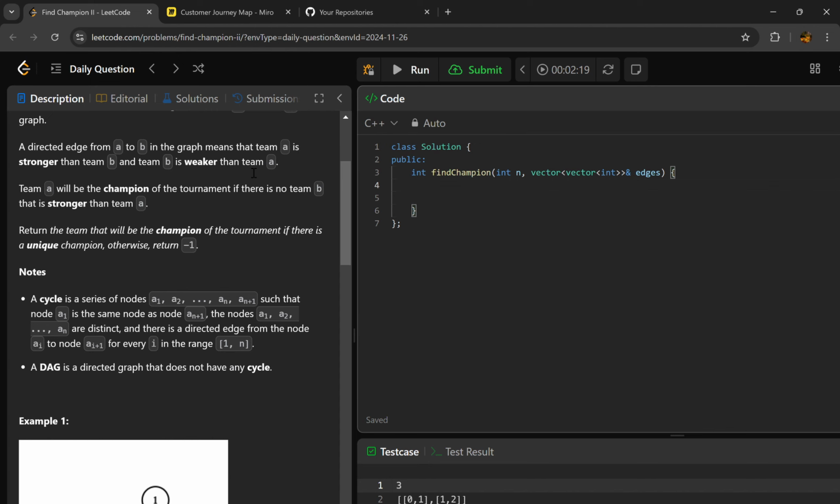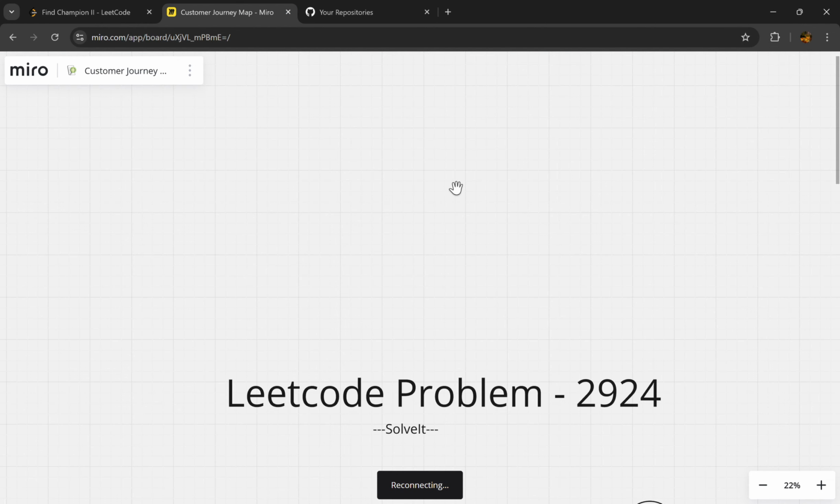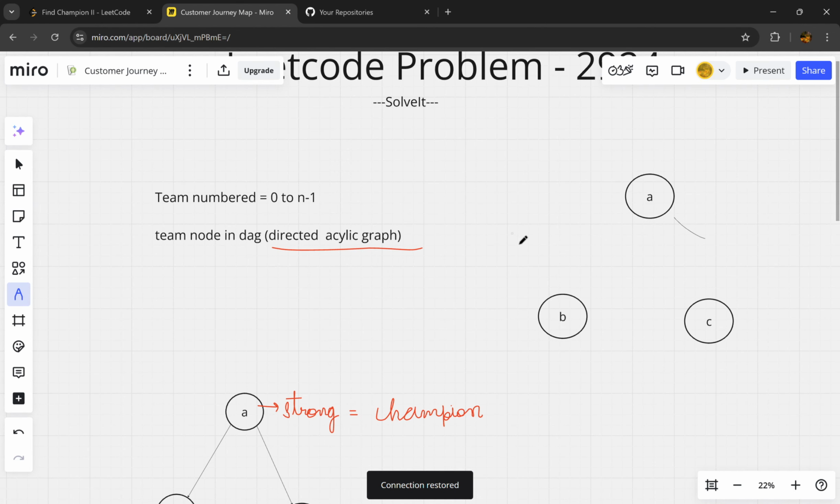So let's see the notes first. Yes, I have discussed this example in my notes also, so you will be able to understand there. Okay, so in the question we are given that the team numbers are from 0 to n minus 1, right? Team nodes in a DAG, which is a directed acyclic graph. Now, many of you didn't understand the meaning of directed acyclic graph. That means we are given directions, right?